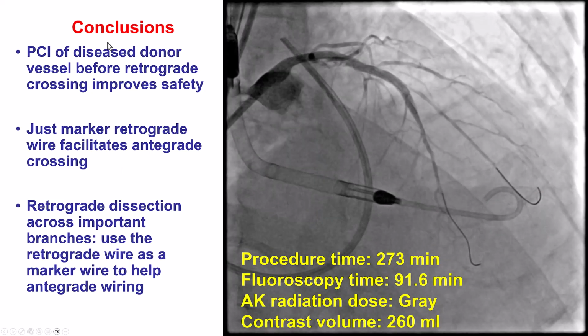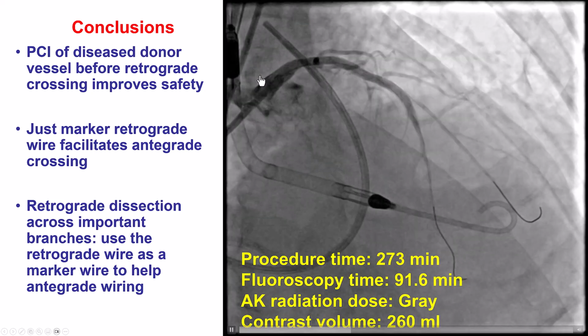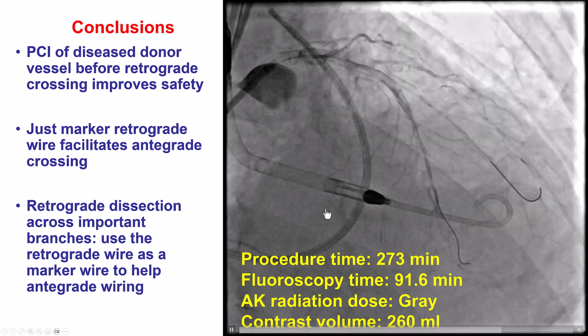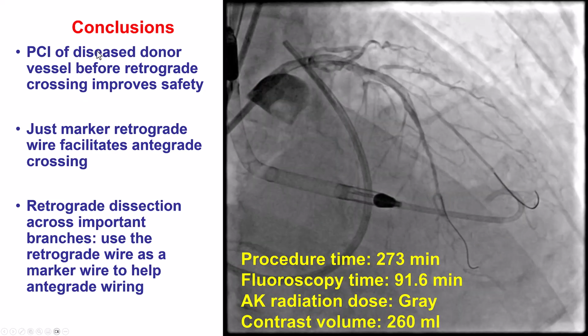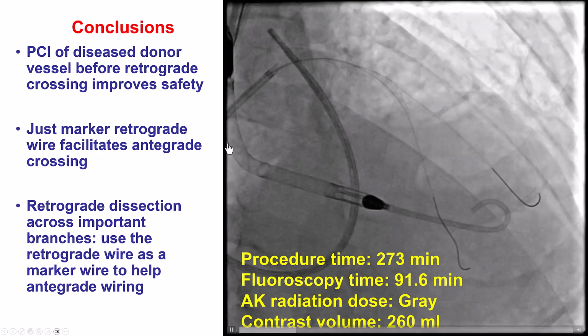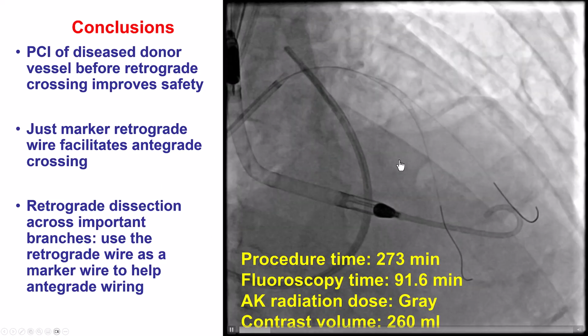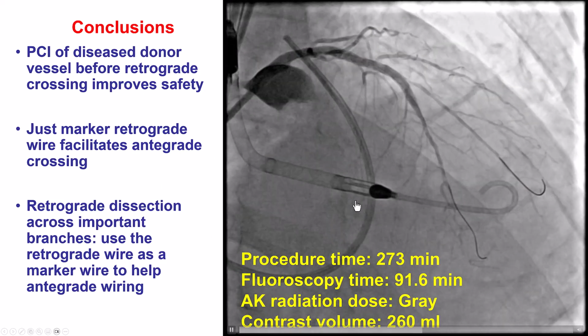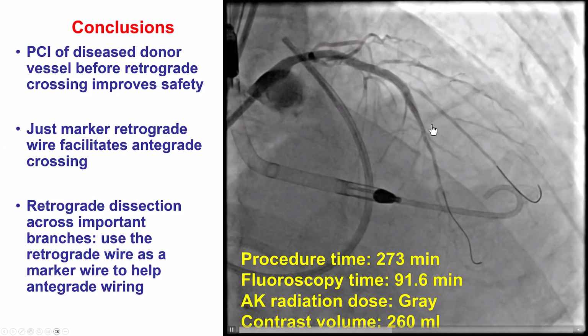So multiple lessons from this case. The first one is that PCI in a patient with multi-vessel disease who needs the retrograde crossing, it's best to fix the donor vessel before doing the retrograde approach. So in this case, we did perform PCI of the right coronary artery before attempting any retrograde crossing of the LAD.